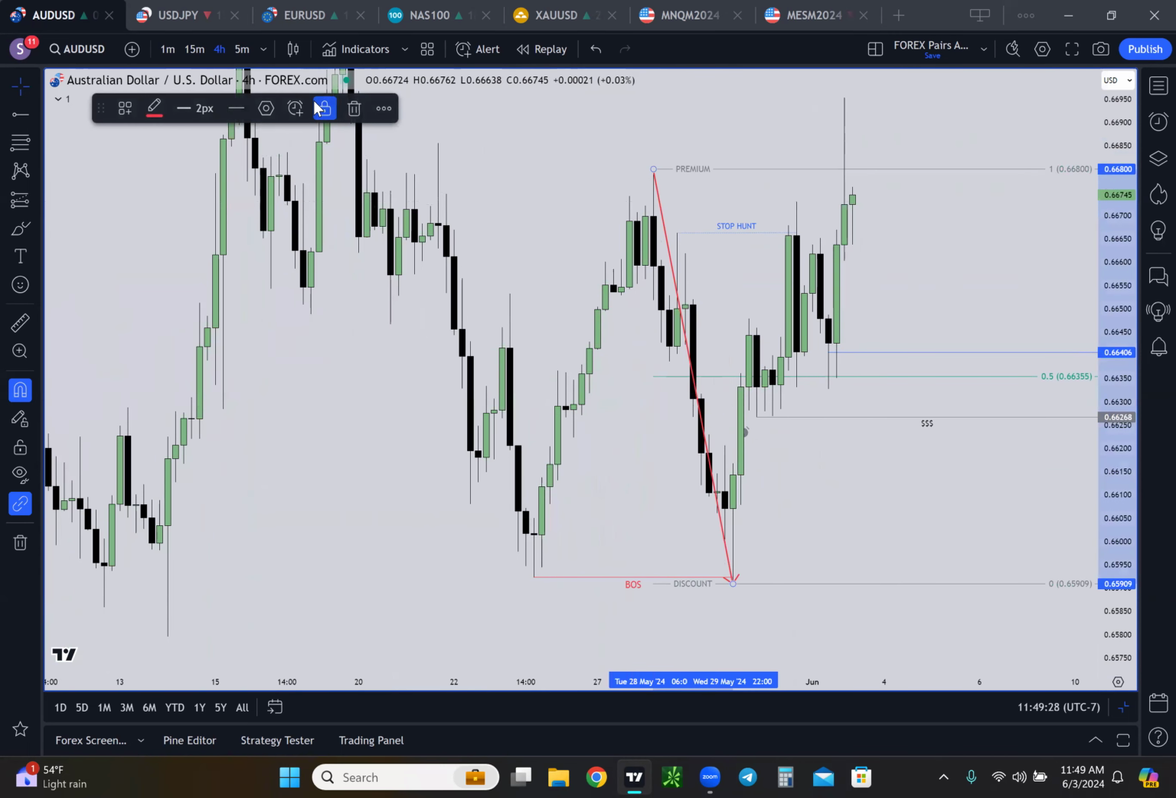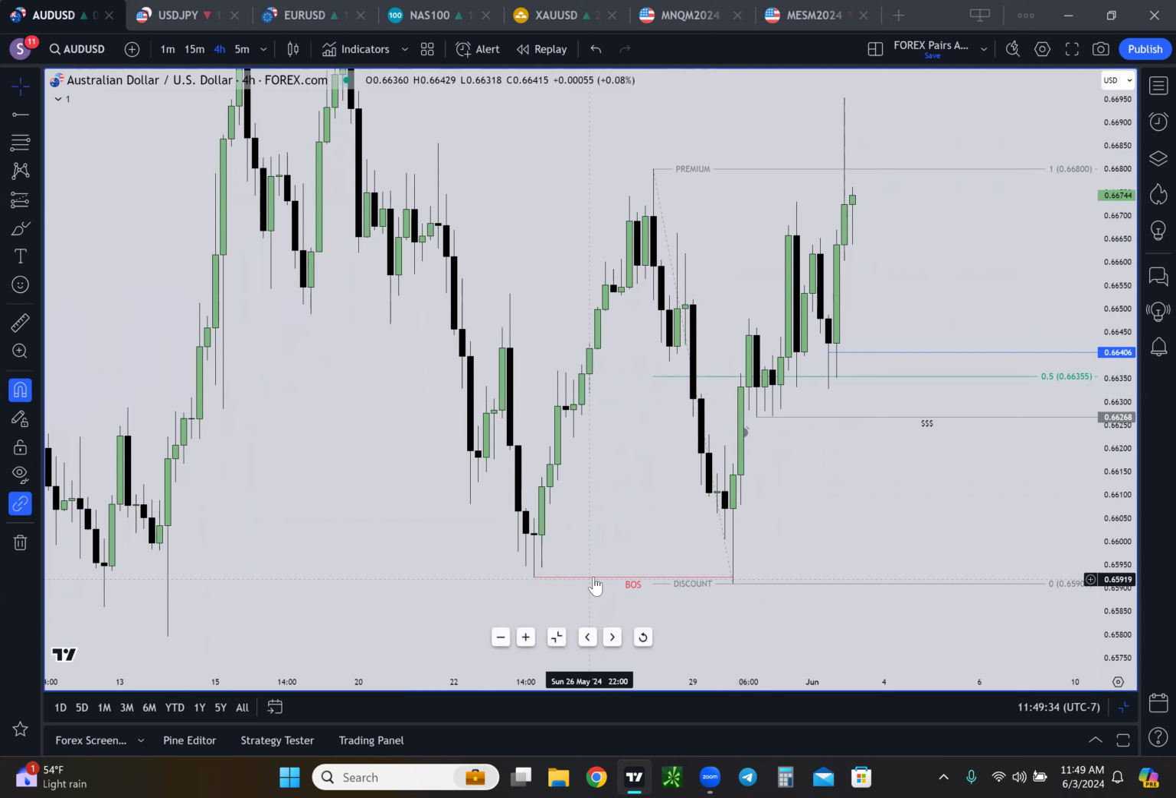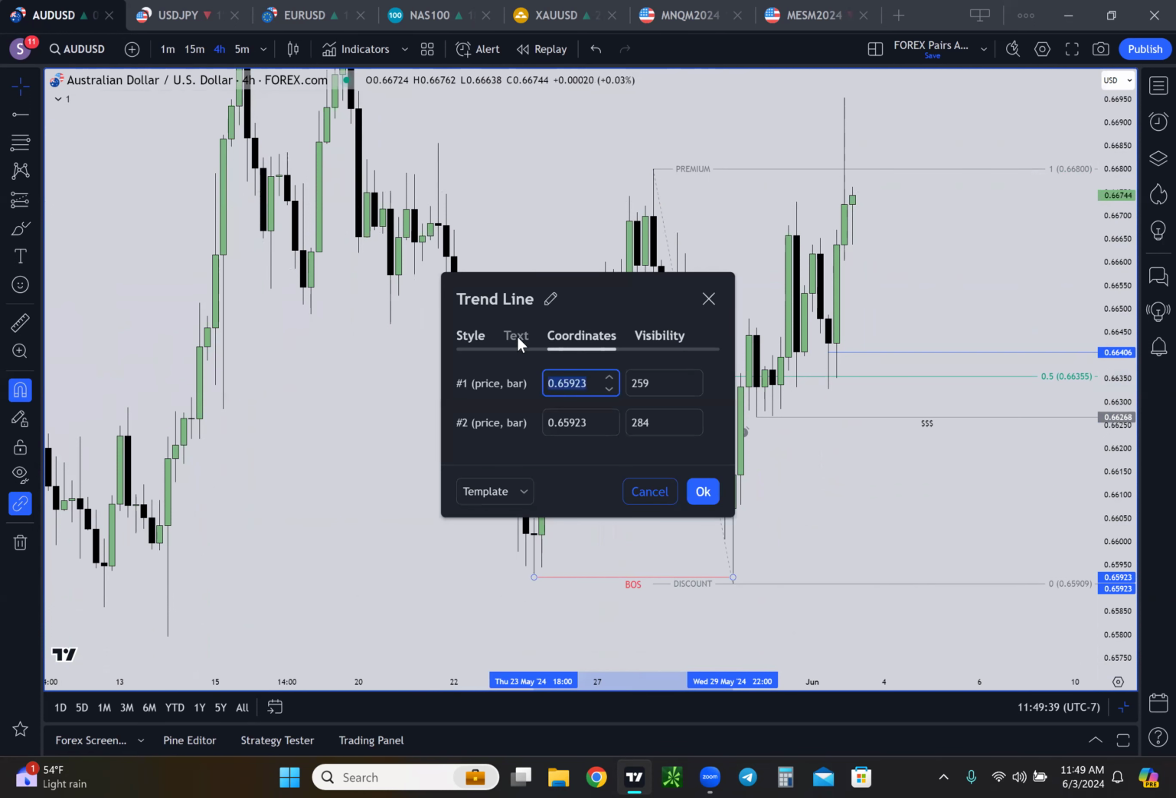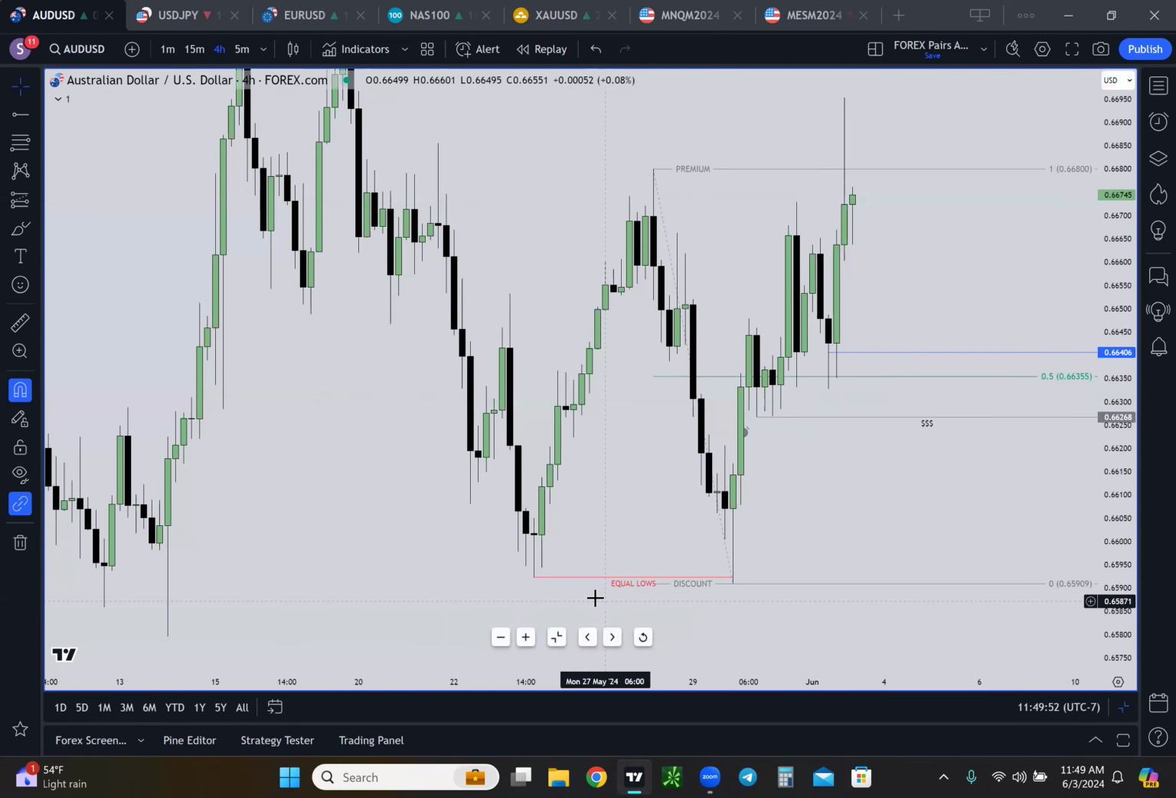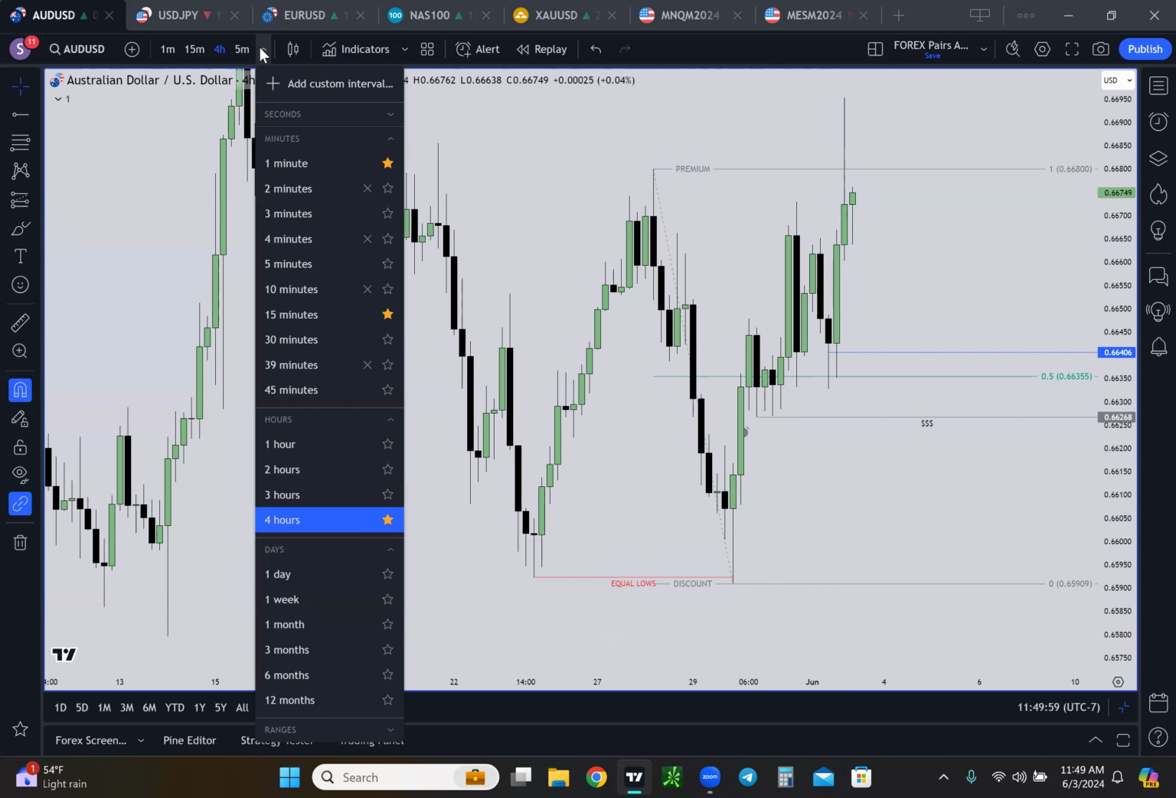This is no longer valid. I'll remove the stop hunt. This now I'm going to change to not a break of structure, but relative equal lows. So in the future, this is a potential target. Now the 4 hour is kind of wacky here, so I'm going to go up one time frame just to get a little bit of clarity.